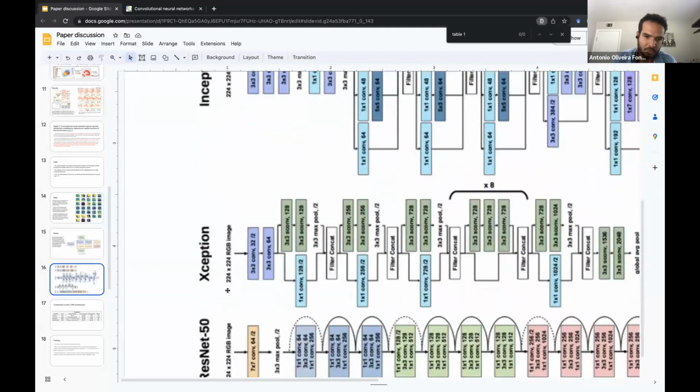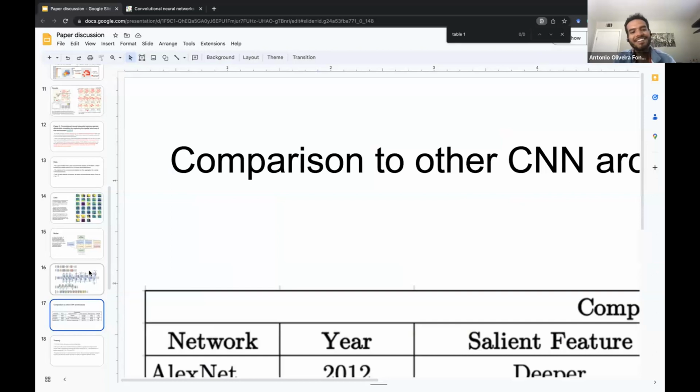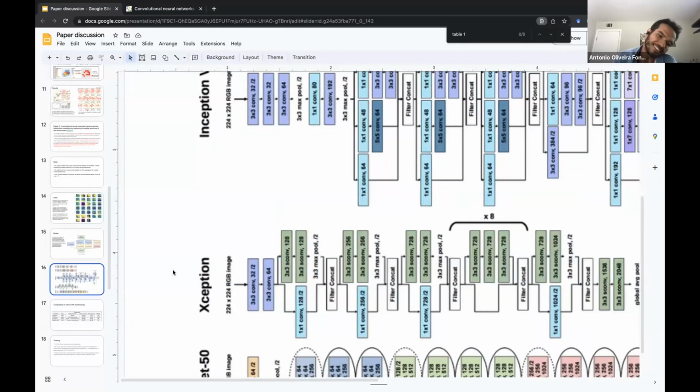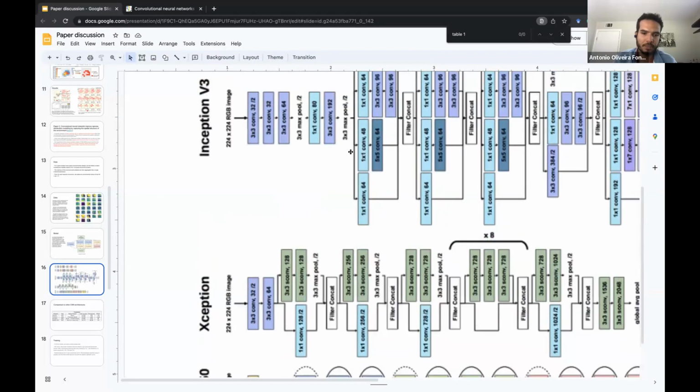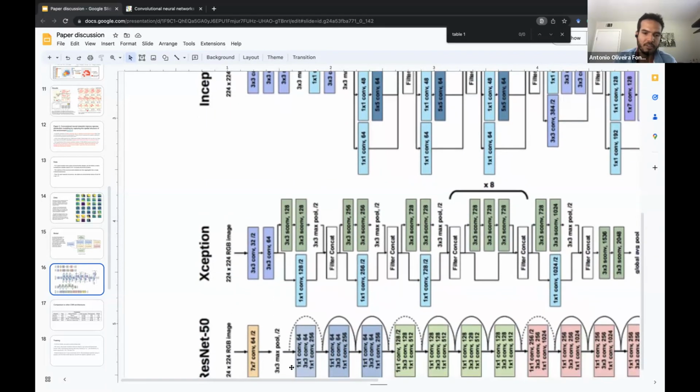Very slowly so I don't skip a slide. So the ResNet is this combination here, right? Which is still one single stream. But instead of having parallel streams of information like they do in the Inception, what the ResNet does is use more skip connections.